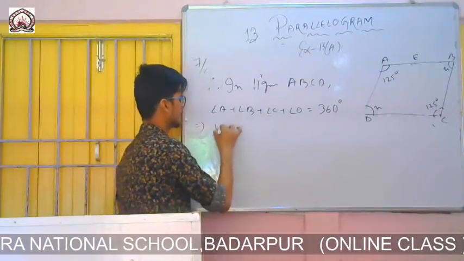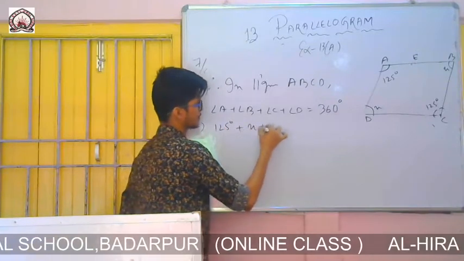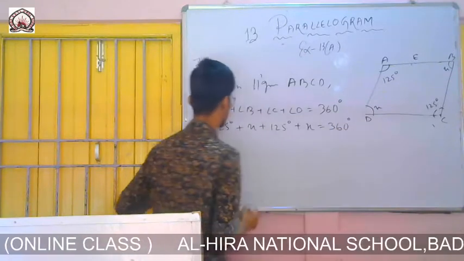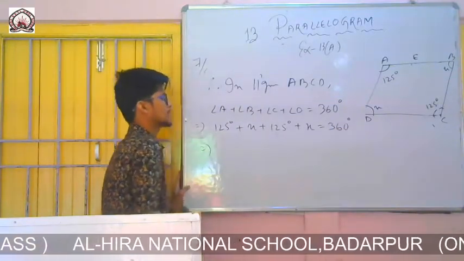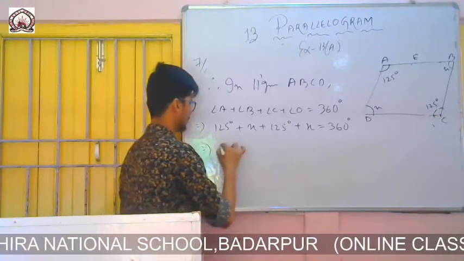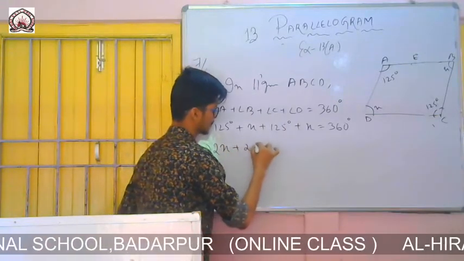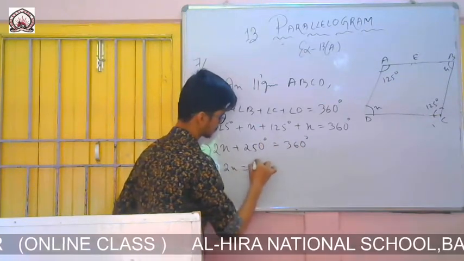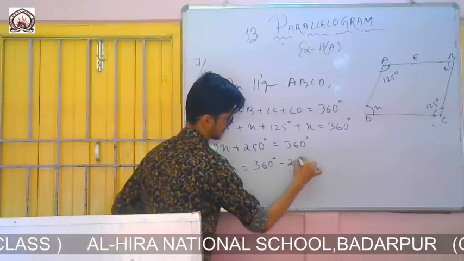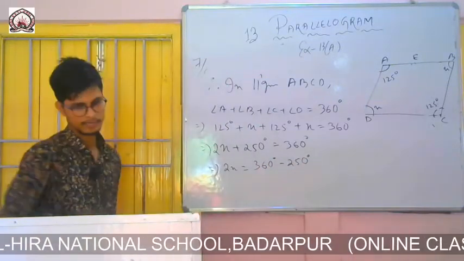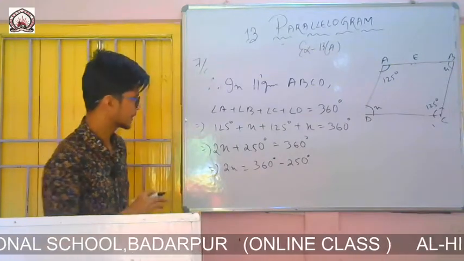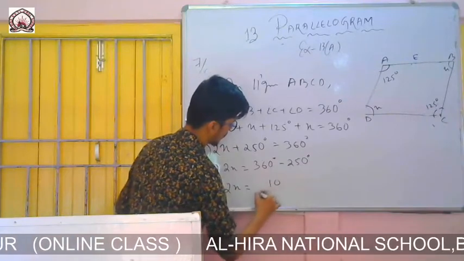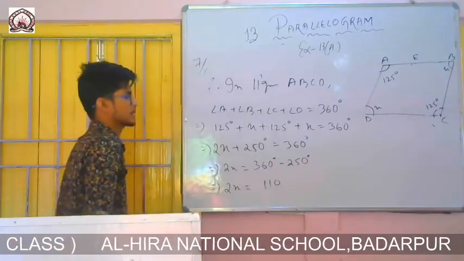Angle A is given, 125 degrees, plus x plus 125 degrees plus x equals 360 degrees. 125 plus 125 is 250, so twice x plus 250 degrees equals 360 degrees. Twice x equals 360 degrees minus 250 degrees. Twice x equals 110.